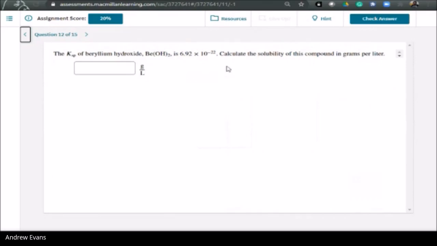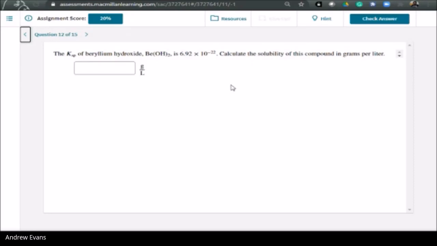Okay, calculate the solubility of this compound in grams per liter. This is just a little bit more of a pain because it's asking you, once you have it, to turn it into grams per liter. So we'll go through this one, and that's where we'll stop with the homework.